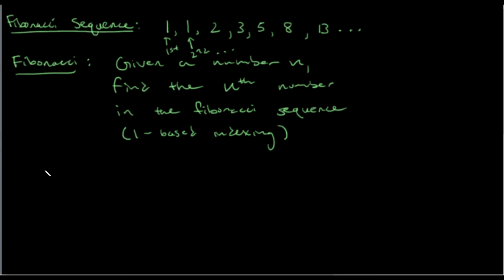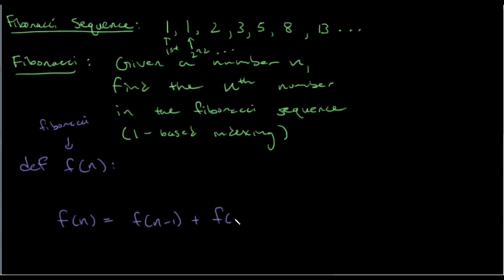Let's define f of n. And f is going to stand for Fibonacci. So let's start with the recursive part first. We're going to have that f of n equals f of n minus 1 plus f of n minus 2.